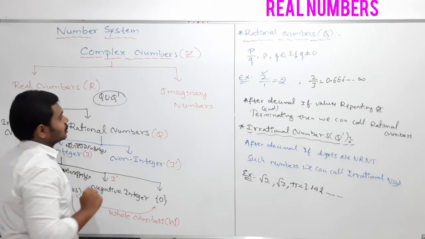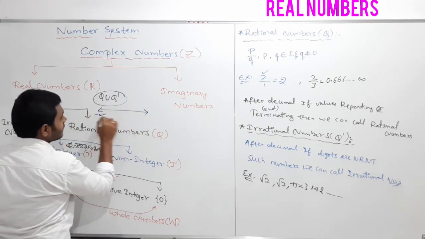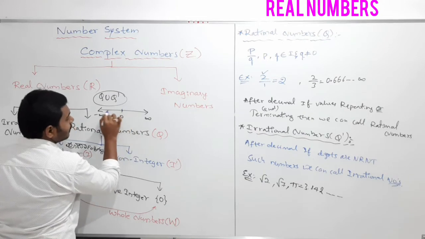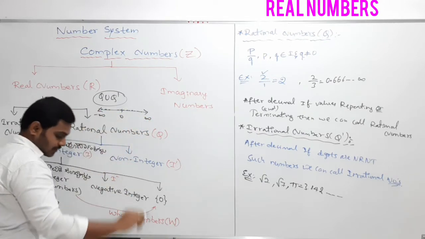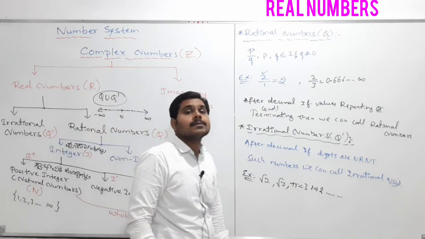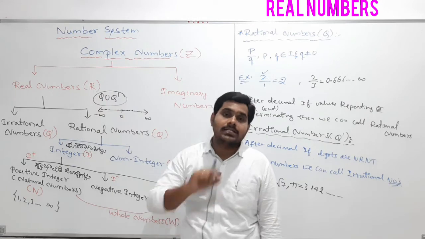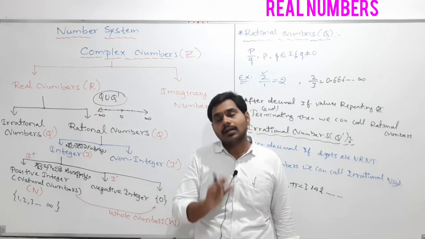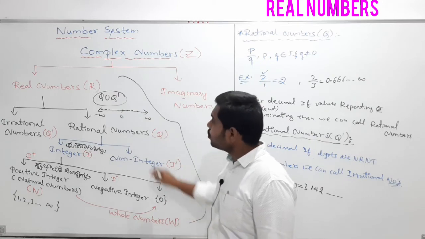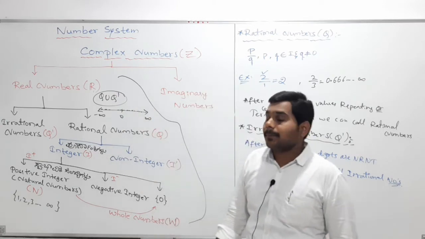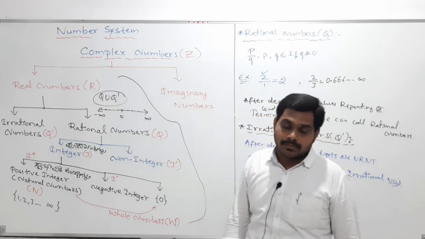This is the one definition. Or you can call all the numbers which lie on the number line, whatever points lie on the number line, all those numbers we can call real numbers, and the symbol for real numbers is capital R. My dear students, please remember, up to here you studied only this number system, but from now onwards we'll discuss what is meant by complex numbers and imaginary numbers.